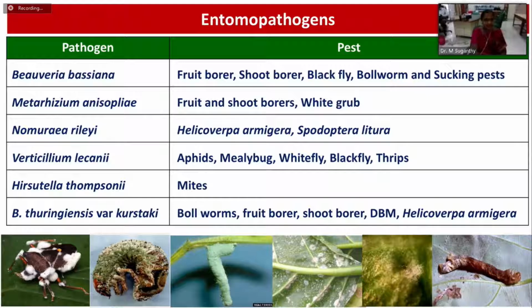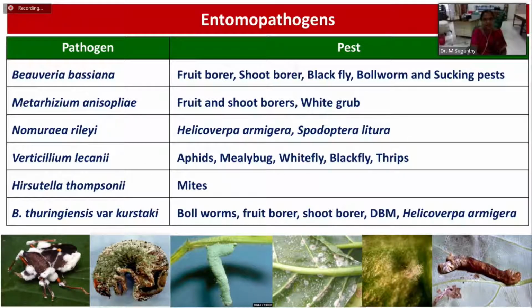Verticillium lecanii is a very good entomopathogenic fungus, effective against most of the sucking pests, whereas Hirsutella thompsonii effectively kills mites. Here you can see the mites are completely covered by Hirsutella thompsonii. The important bacterial pathogen is Bacillus thuringiensis variety kurstaki. It is highly effective against bollworms, fruit borers, shoot borers, diamondback moth, and Helicoverpa armigera.